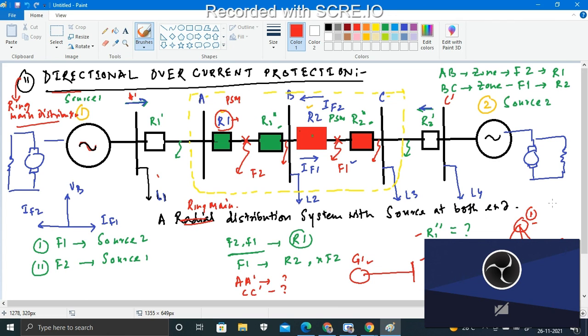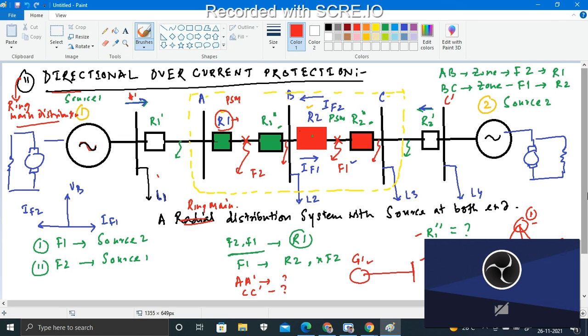Yes, sir. Sir, overcurrent protection is only used for radial, and directional overcurrent protection is only used for ring main? Can I use overcurrent protection in a ring main system? If you are using two sources then you can use it. If there is more than one source, then it will be a ring main distribution, not radial.